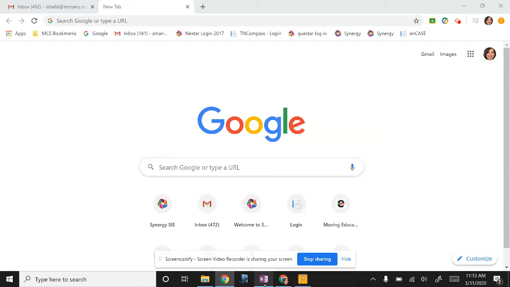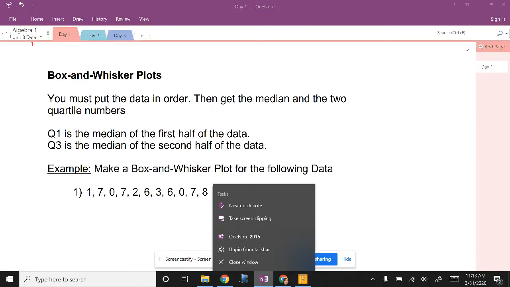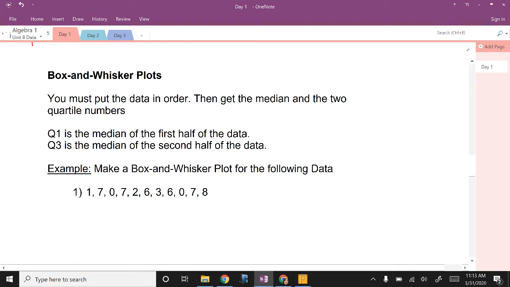The next thing we're going to talk about, this will be our video lesson number 2, is box and whisker plots. Now, box and whisker plots are something I think you probably have seen before in junior high or middle school. It's just another way of arranging data. Box and whisker plots are based off of medians.